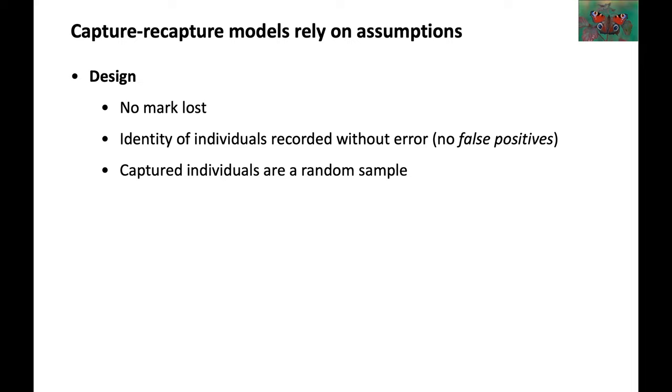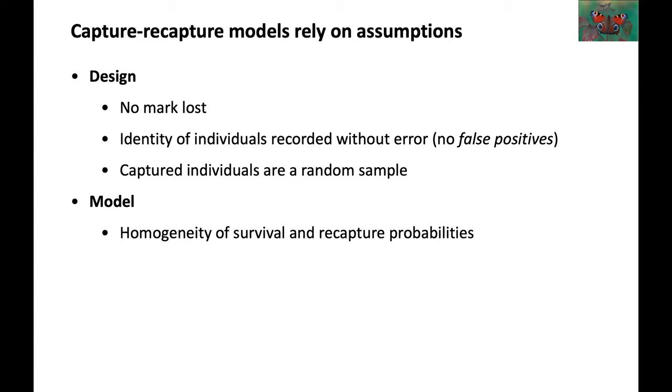Third, and it's kind of obvious, but it's worth repeating: the individuals you capture should be a random sample of the population you're studying. If you capture individuals only in a habitat with plenty of food for animals, whereas the population is spread over other habitats of lesser quality as well, then you'll get a biased picture of your survival. That's a classic assumption. And there are also assumptions specific to the model.